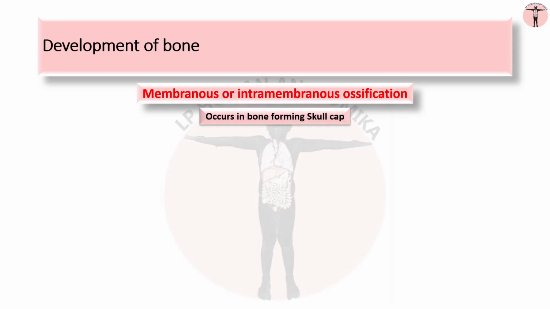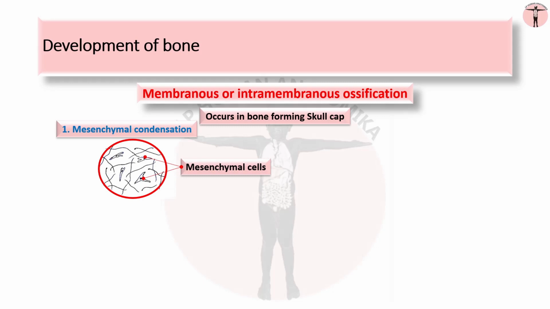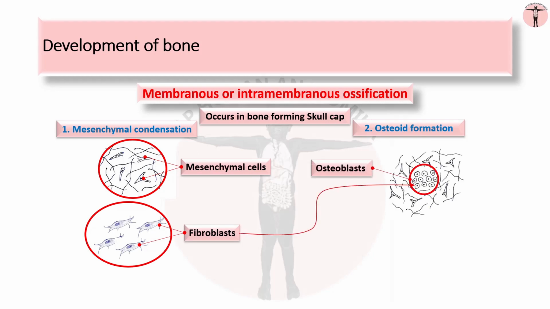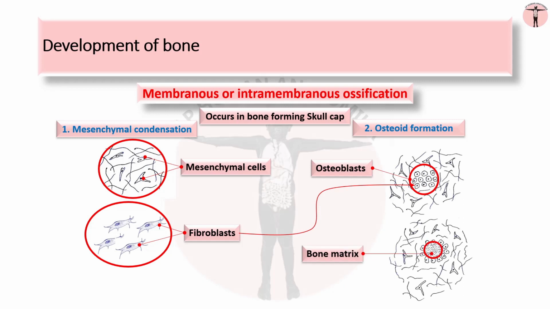The stages of membranous ossification include 6 stages. The first stage is the mesenchymal condensation. Star-shaped mesenchymal cells condense and differentiate to spindle-shaped fibroblasts that form a fibrous membrane. The second stage is the osteoid formation. Fibroblasts differentiate into osteoblasts. These osteoblasts lay down the early bone matrix, that is the organic intercellular substance, and form uncalcified bone called osteoid. The site where the osteoblasts first appear is known as the center of ossification.